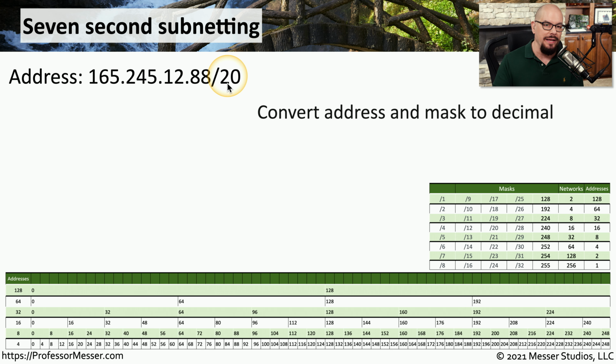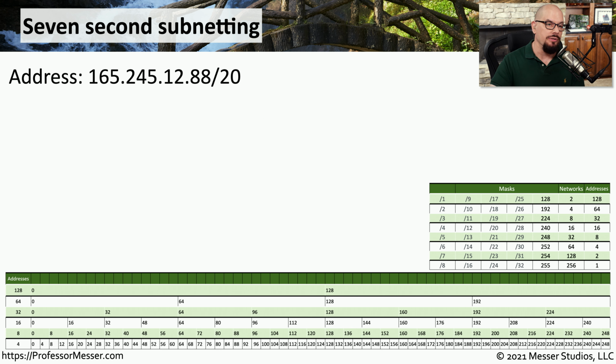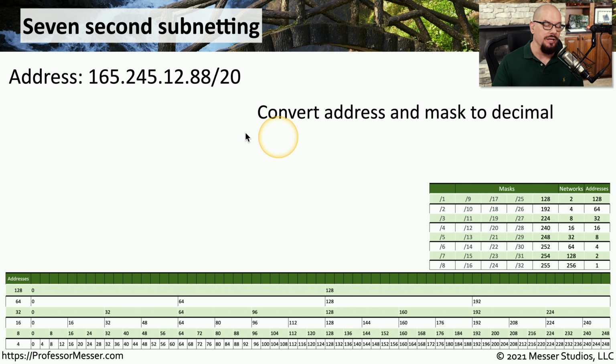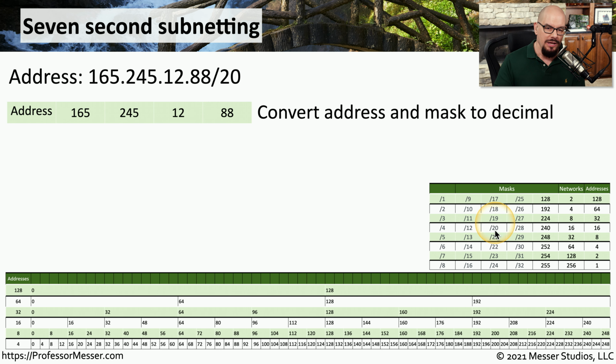Let's do another example using exactly the same IP address, but we're going to change the subnet mask to a /20. The first thing we need to do is convert our IP address and our subnet mask to decimal. The IP address is already in decimal, so we'll simply bring that down. But then we have our /20. So we want to come down to our /20 in our chart. We can see that it's in the third octet, and we know that the decimal version of that is 240. So that means that our mask will be 255.255.240.0, because it is in the third octet.